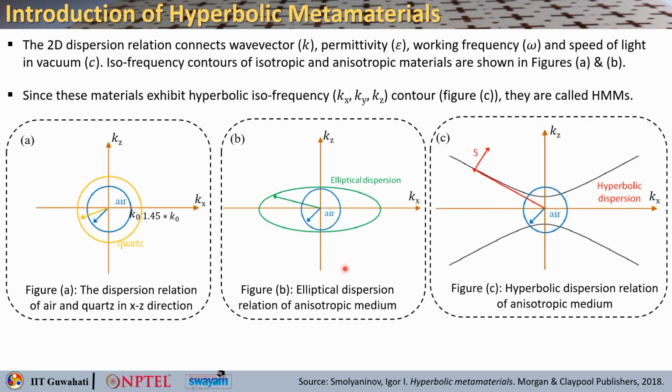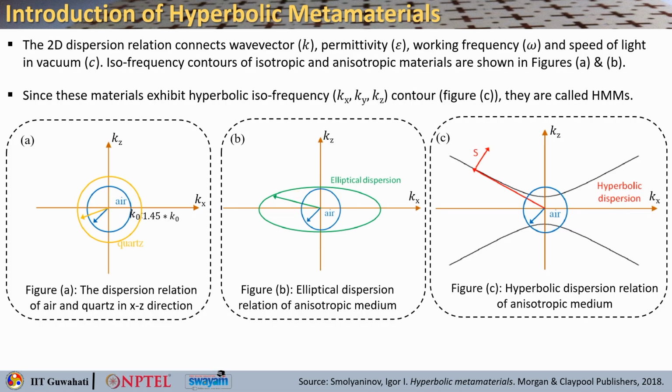Now, there are some materials that also show elliptical dispersion relation, which can be found in anisotropic medium. Here you can see that the circular one is shown for air, and this elliptical one is for some anisotropic material, right. And finally, in the third figure you can see something called hyperbolic dispersion, where the dispersion diagram looks like a hyperbola. In the K space, which is marking your Kx and Kz, you can see these are the dispersion curves.